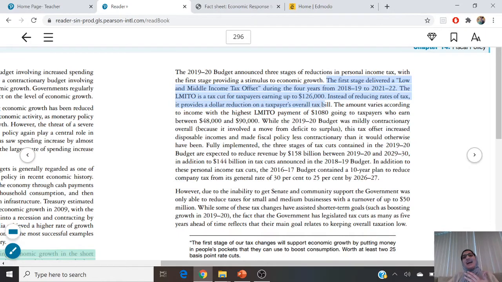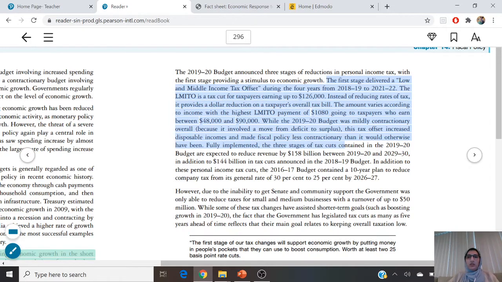I'm not too sure if they're still implementing it now, but regardless, this was the plan. However, I doubt they're still implementing it now. Instead of reducing tax rates, the amount varies according to the income that they're paid. While the 2019-2020 budget was mildly contractionary overall because it involved a move from a deficit to a surplus, this tax offset increased disposable incomes and made fiscal policy less contractionary than it would otherwise be.